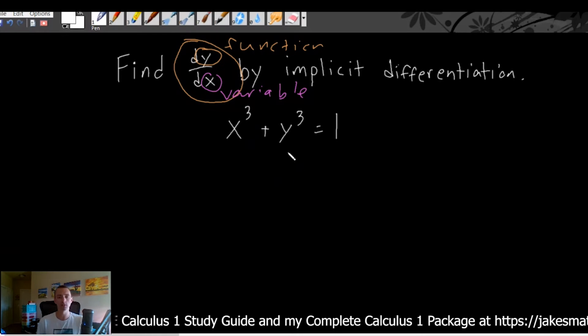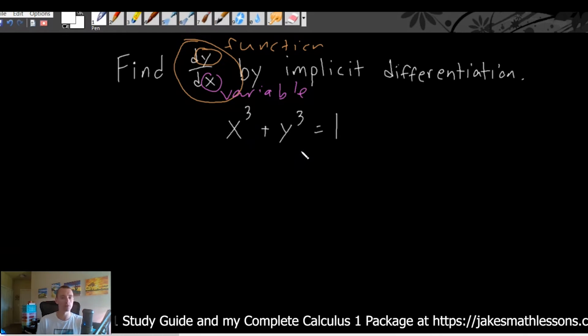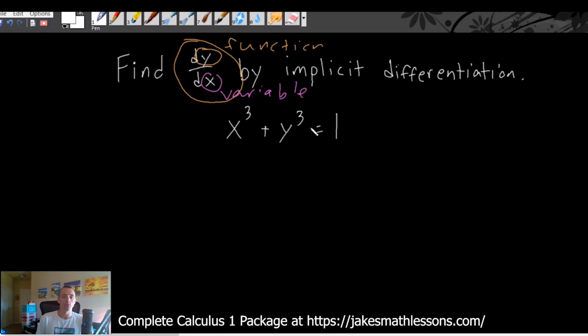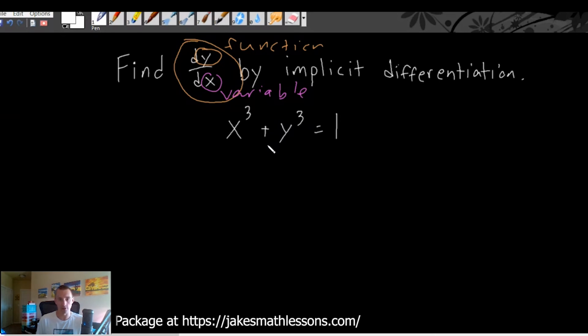Really, all that means is whenever you're taking the derivative of a function with respect to a variable, you want to keep in mind that that function, in this case y, is a function of x. So what that means is like this term right here, for example, and actually, you know what, I'll come back to that a little bit later.